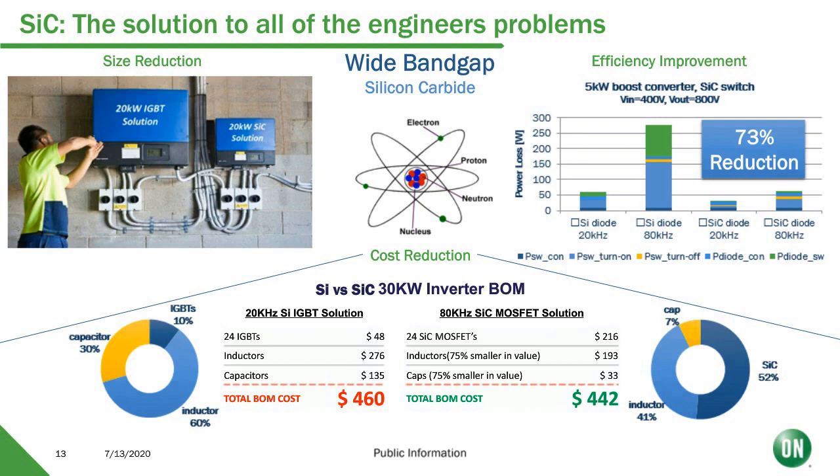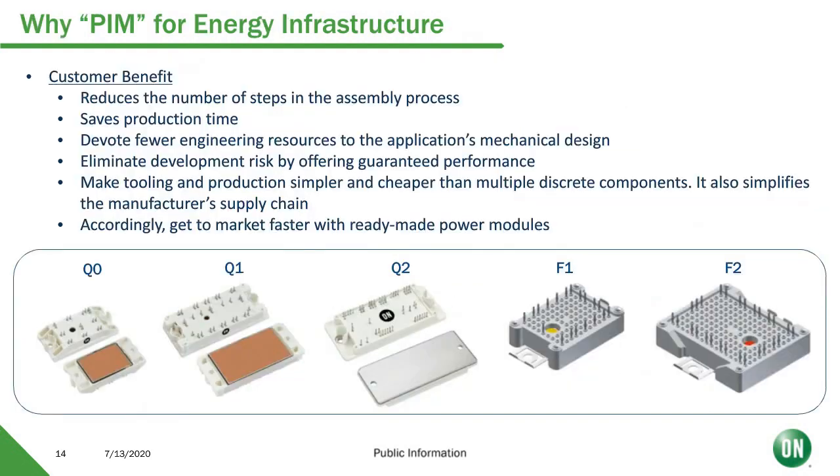Now, if we look at how modules play into the energy infrastructure market, and for clarification, PIM means power integrated modules. The main, and I would say the largest, benefit is the ability to simplify the assembly process, which will ultimately save production time during manufacturing. This is done mainly by using one device compared to the multiple devices you would need in a discrete solution. And I'll touch a little bit more on this on the next slide.